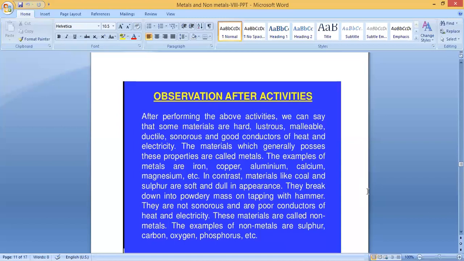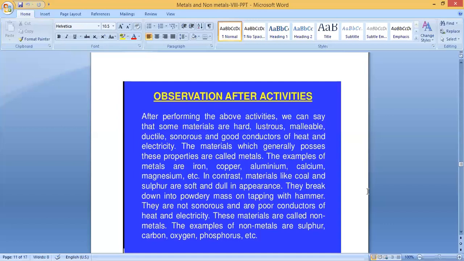In contrast, materials like coal and sulfur are soft and dull in appearance. They are soft, not hard. Dull in appearance, they will not shine. They break down into a powdery mass on tapping with a hammer. They are not sonorous and are poor conductors of heat and electricity. These materials are called non-metals. These are the properties of non-metals. The examples of non-metals are sulfur, carbon, oxygen, phosphorus, etc.